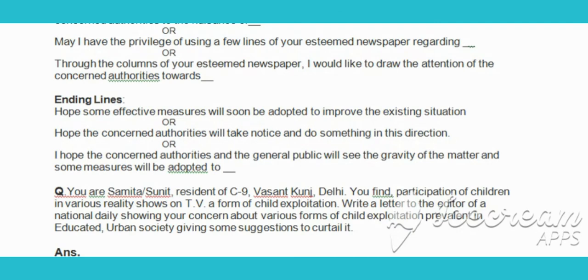Or may I have the privilege of using a few lines of your esteemed newspaper regarding, or through the columns of your esteemed newspaper, I would like to draw the attention of the concerned authorities. All these I have told you. The last one is a very common one. And the ending line must be like, hope some effective measures will soon be adopted to improve the existing situation. As I told you earlier, there should be a ray of hope. So like this you can write your letter to the editor.